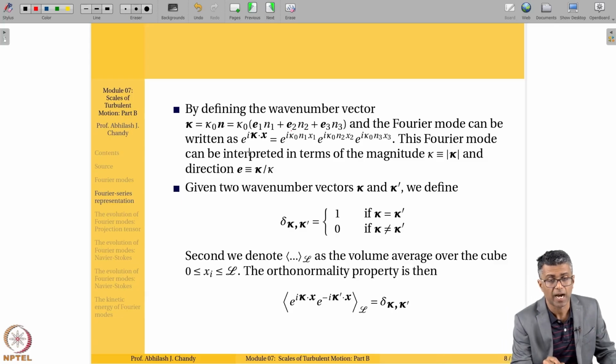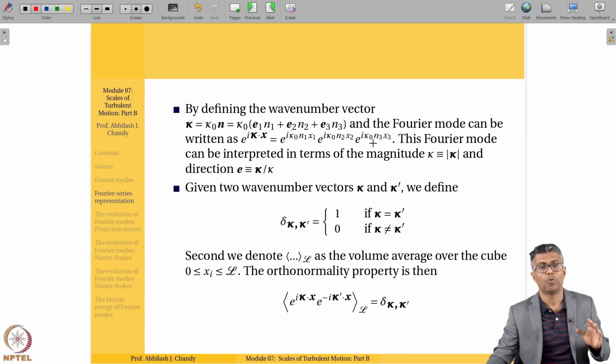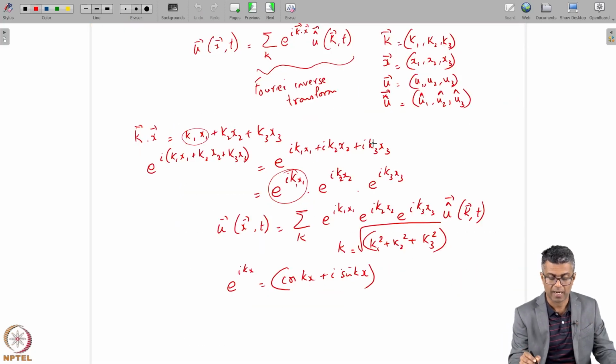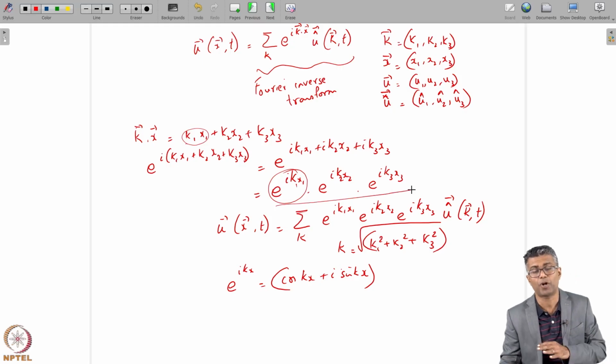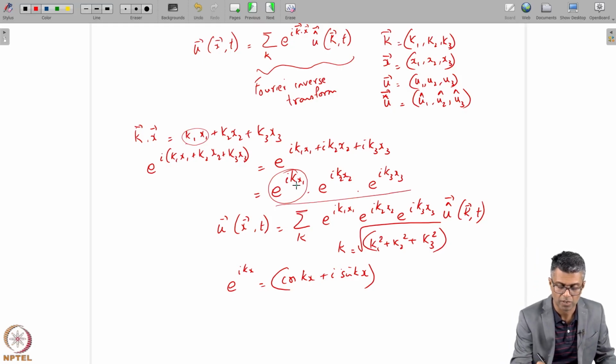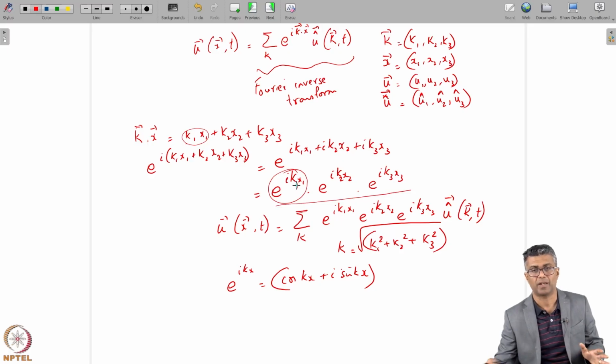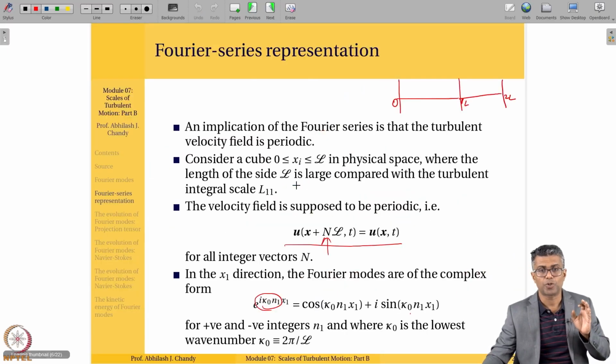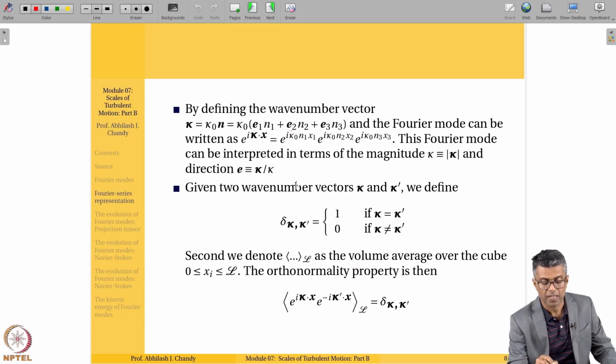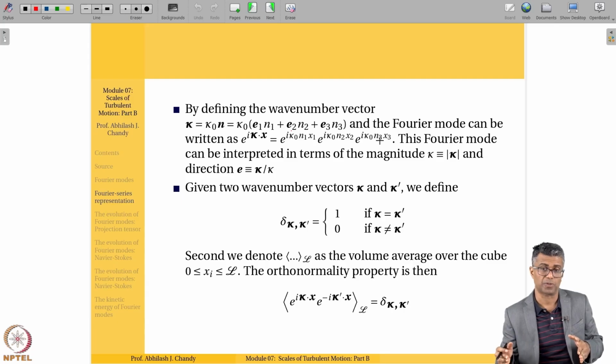In which case e to the i kappa dot x is e to the i kappa0 n1 x1, e to the i kappa0 n2 x2, e to the i kappa0 n3 x3. This is exactly what I wrote earlier, isn't it? Instead of writing it as kappa0 n1, I wrote it as k1 n1, isn't it? This is k1 n1, k2 n2, k3 n3. Follow me? So here I have e to the i kappa0 n1 x1, e to the i kappa0 n2 x2, e to the i kappa0 n3 x3. So these are your three Fourier modes in three directions.